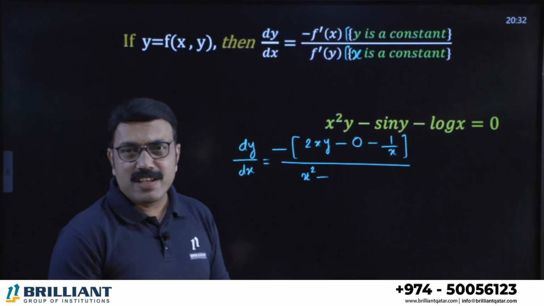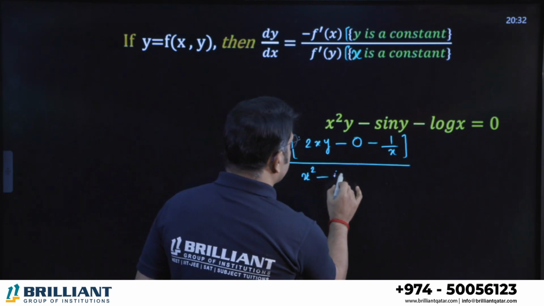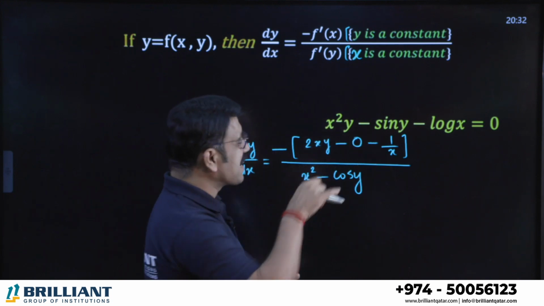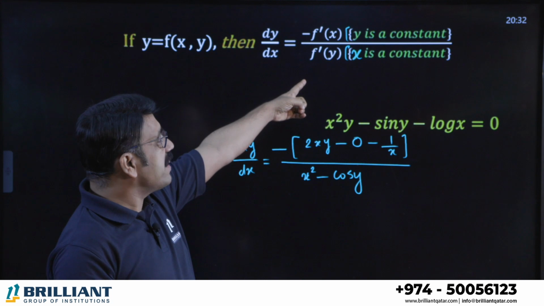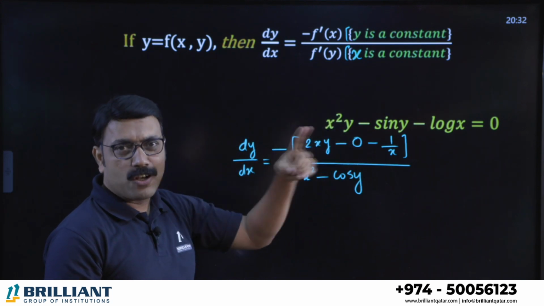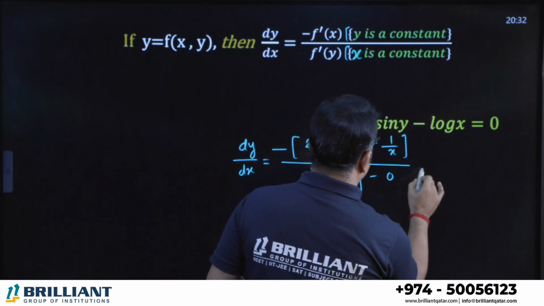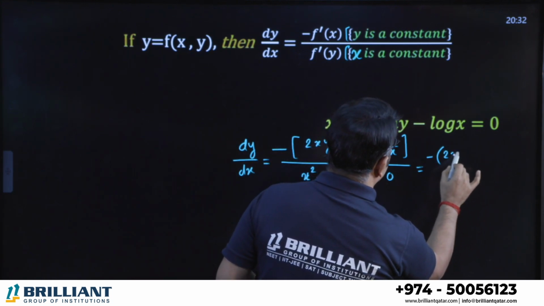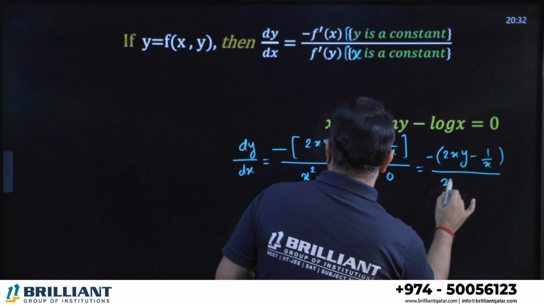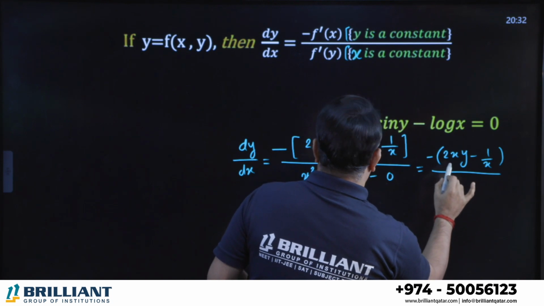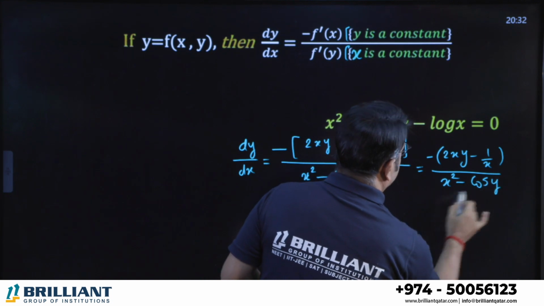Minus sin y. The derivative of sin y is what? That is cos y. The derivative of sin y goes to cos y. Log x: the derivative of log x, but for f dash y, x is considered as a constant. Log x goes to 0. Minus 0 we will get. If you rearrange that, it will come to minus of (2xy minus 1 by x) divided by (x square minus cos y). That is the answer.